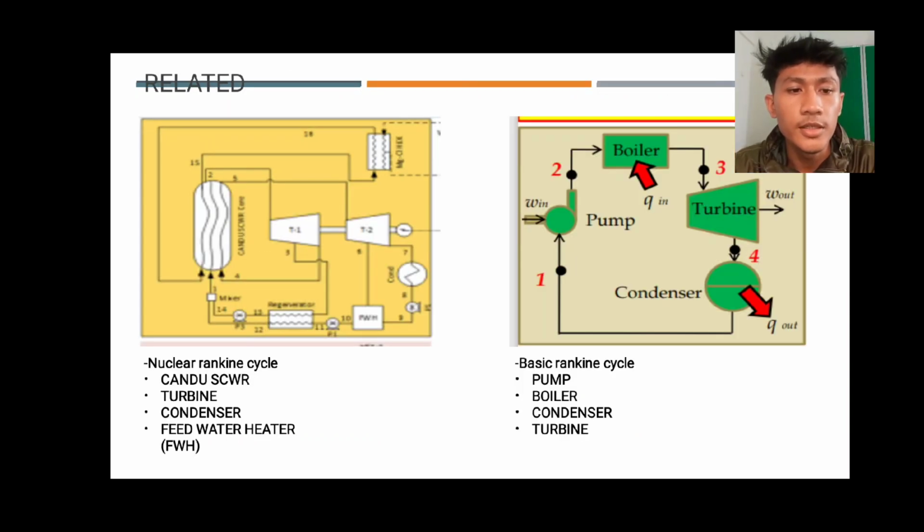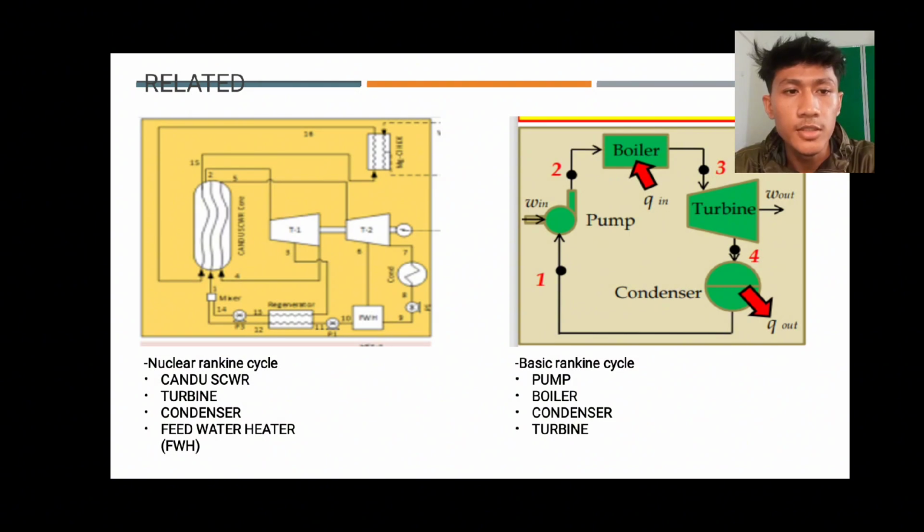This is nuclear Rankine cycle and basic Rankine cycle. Okay, basic Rankine cycle has pump, boiler, condenser and turbine. Okay, the nuclear Rankine cycle has Chandu supercritical water reactor, turbine, condenser and feed water heater. Okay, Chandu SCWR is used in nuclear Rankine cycle because it acts as a boiler, because Chandu SCWR is the main heat provider to NGCL. Okay, we can see the flow in schematic drawing.